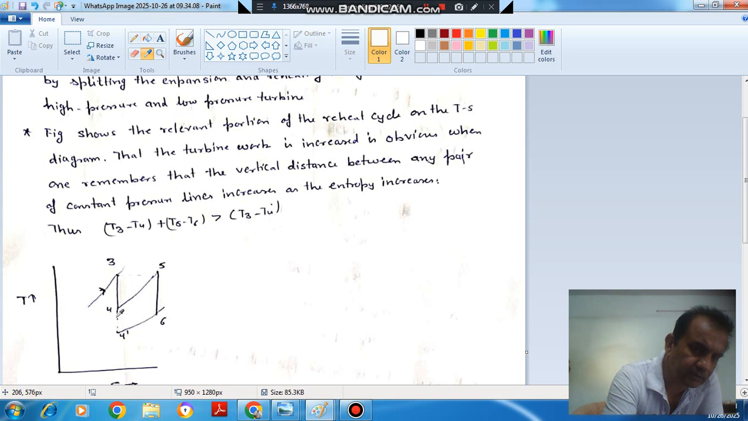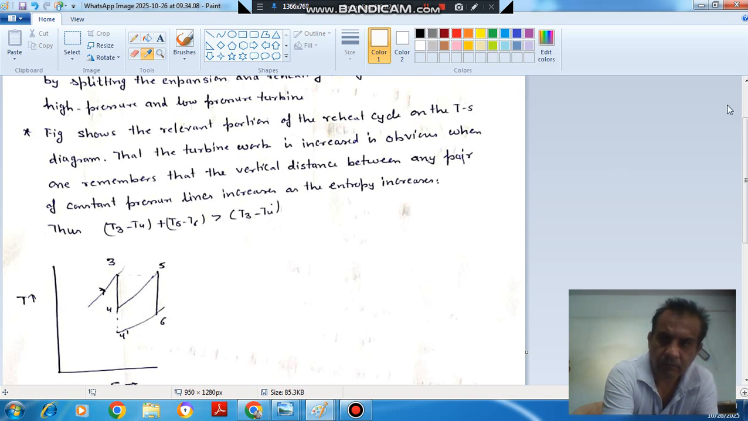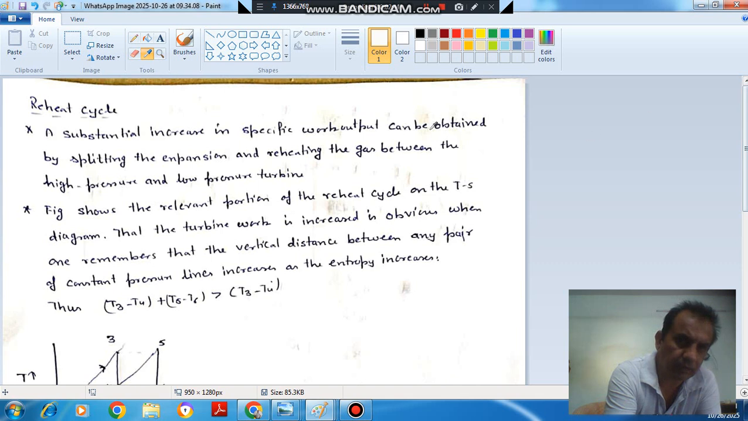So as we can see that these are the constant pressure lines. This is a constant pressure line, this is a constant pressure line. Here the gap is less and here the gap is more. As the constant pressure lines diverge from each other, the specific work obtained with the reheat cycle will be more. That T3 minus T4 plus T5 minus T6 will be more than T3 minus T4 dash. That's why the specific work done will be more in case of reheat cycle. Okay. So I am reading this out.